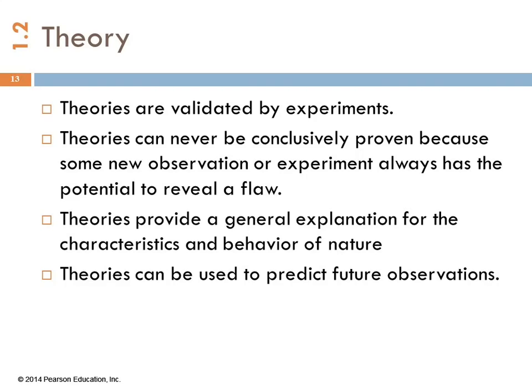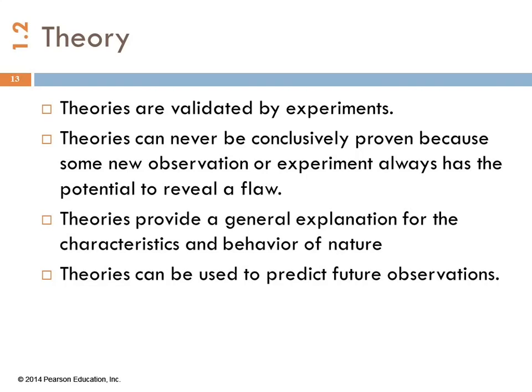So theories are validated by experiments. They are explanations. They're just essentially glorified hypotheses. But we can't prove them to be true. We just accept them as true until we have further information that could possibly reveal a flaw or prove them to be incorrect. And John Dalton's atomic theory had a couple of statements in it that were not quite correct.